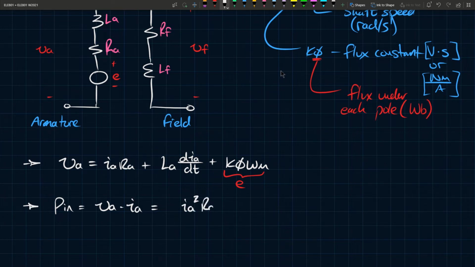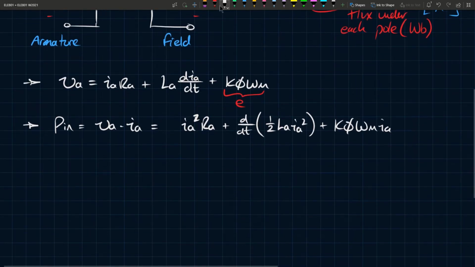So we have IA squared RA, plus d/dt, the time derivative of 1/2 LA IA squared, plus K phi omega m IA. Now, these terms should look familiar. This first one, we say, is the power lost in RA. Sometimes it's called the ohmic loss. So we'll say this is the power loss in RA.